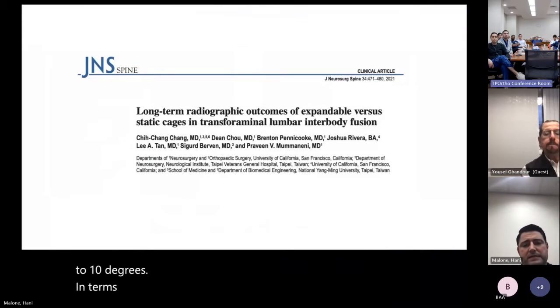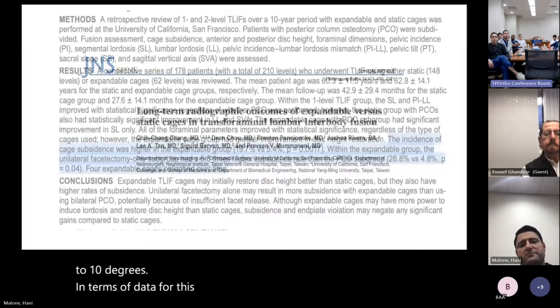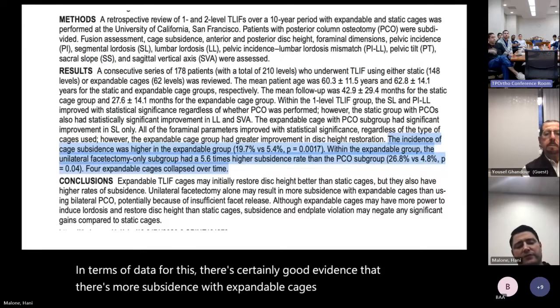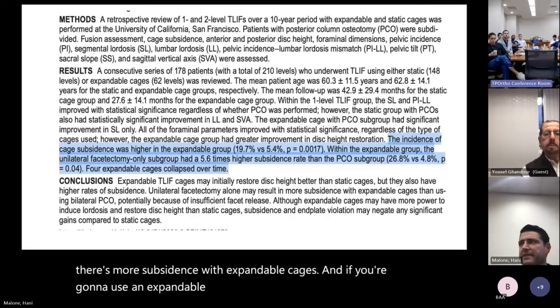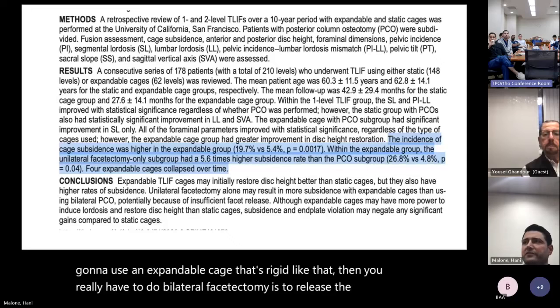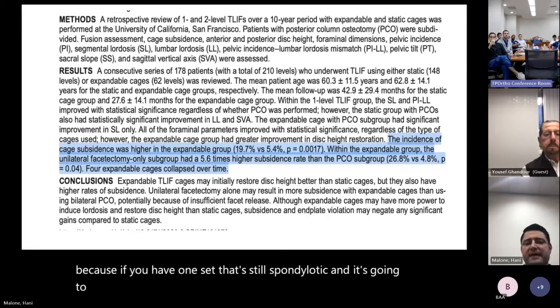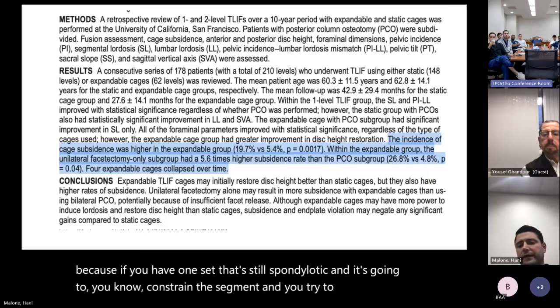In terms of data for this, there's certainly good evidence that there's more subsidence with expandable cages. And if you're going to use an expandable cage that's rigid like that, then you really have to do bilateral facetectomies to release the segment. Because if you have one facet that's still spondylotic and is going to constrain the segment, you could crank up a graft, it's going to subside.